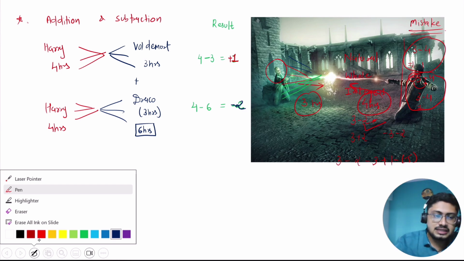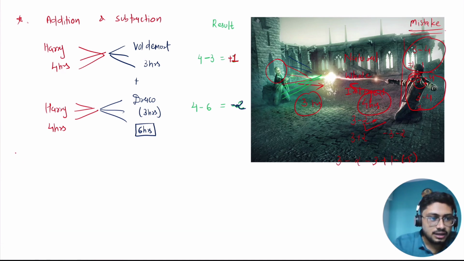But again, we can say that Harry is again in need of help. So Harry calls someone. We will have Ron in our team. 4 hours already Harry Potter is having, and Ron is with 3 hours. The resulting is what? 7 hours total.